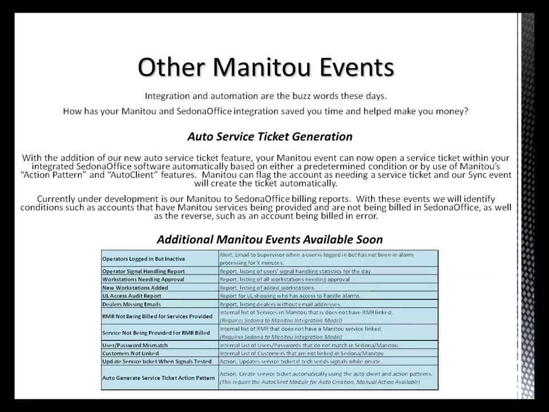One of the events that we are currently working on using the SedonaSync Actions module is to allow Manitou to generate a service ticket inside Sedona based on certain resolution codes within Manitou. What we use is the auto client to determine if the particular event needs a service ticket, and then it closes it with the correct resolution code, and SedonaSync will pick up that information and generate a service ticket accordingly.